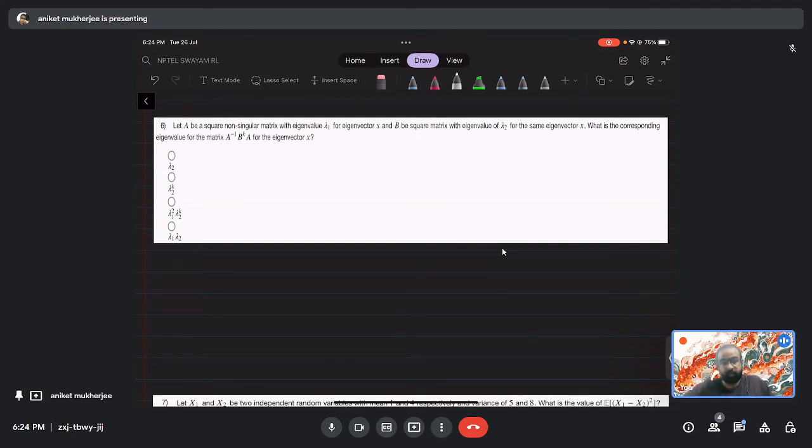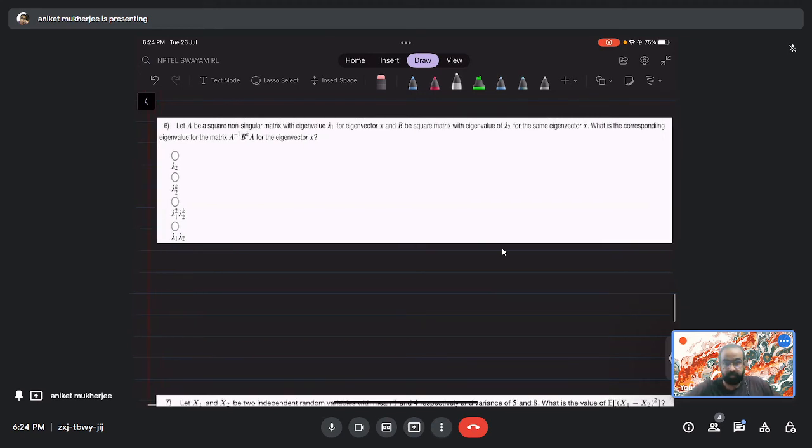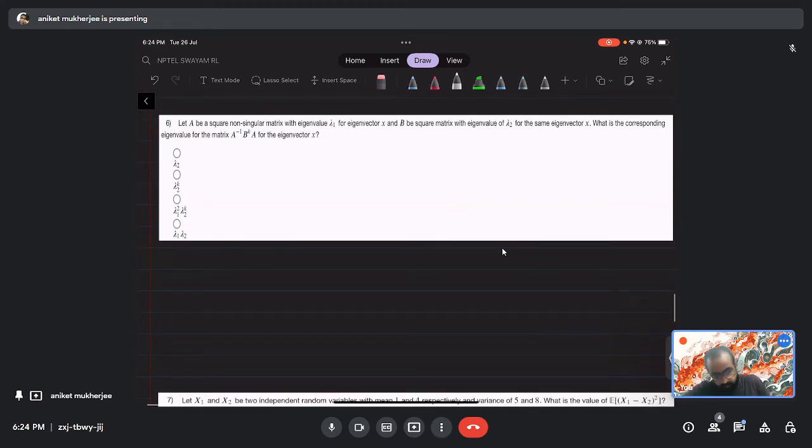Okay, so first let's write down what has been given in the question. First, we know that A is a square non-singular matrix whose eigenvector is x with eigenvalue lambda 1, so Ax = lambda 1 x. This is the relation between the eigenvalue and eigenvector. Similarly, B is a square matrix whose eigenvector is the same x, but with eigenvalue lambda 2. So this is the relation that has been given.